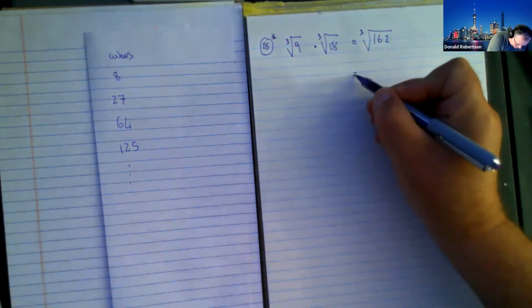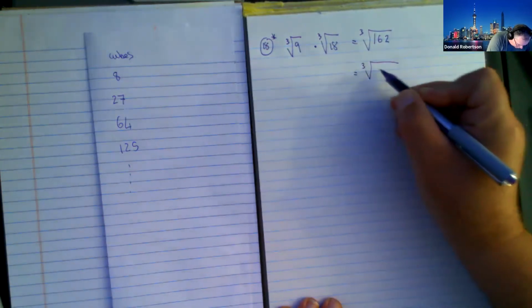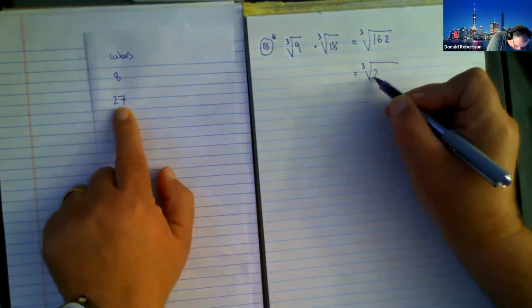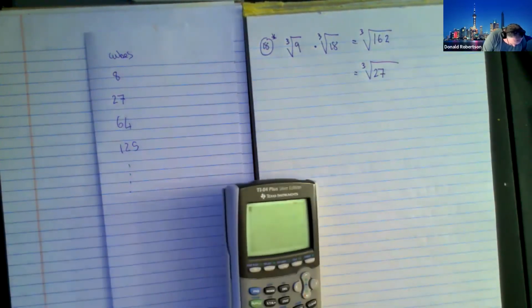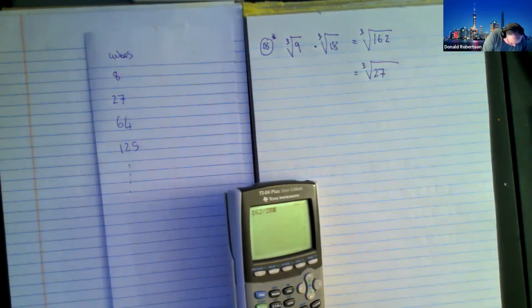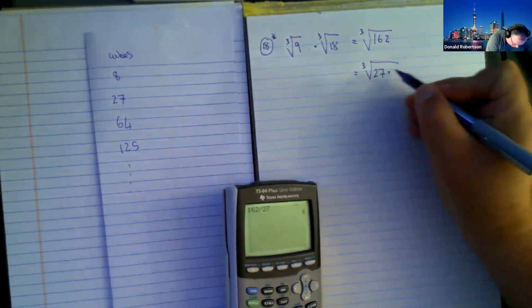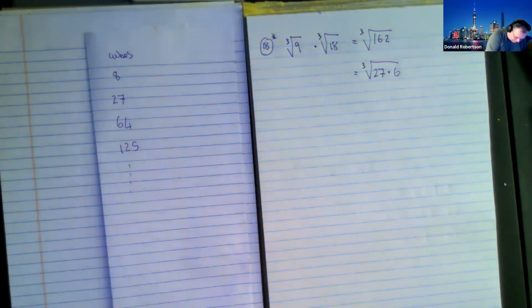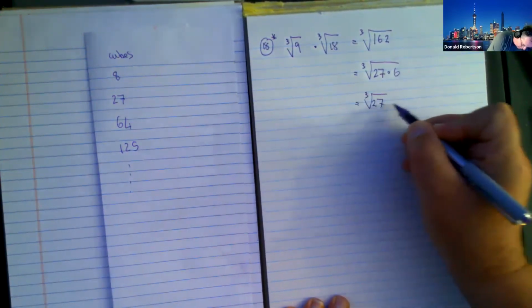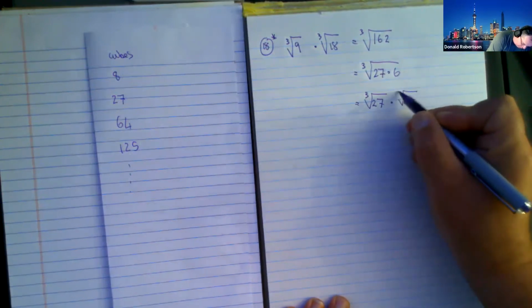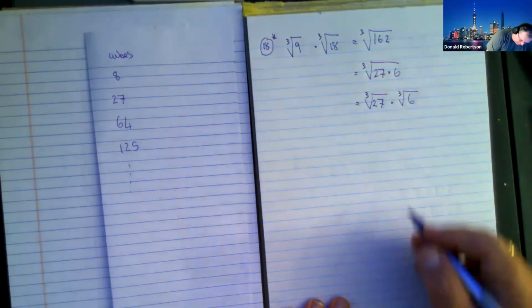And that guy is the cube root of 27. Let's try that. 162 does work with 27, and it's that guy. And we split them now as the cube root of 27, a perfect cube, times the cube root of what's left over, which is a 6.